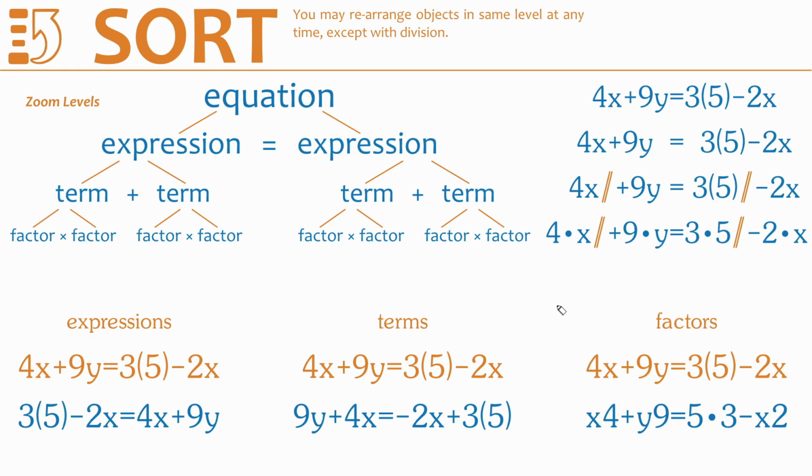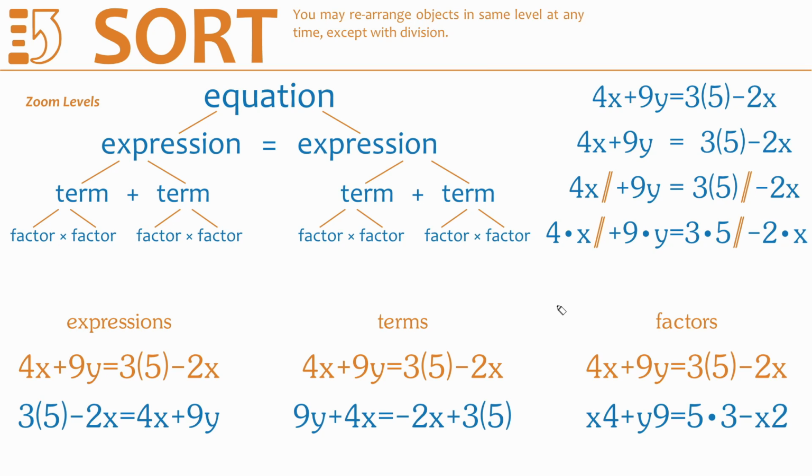the sort action. You may rearrange objects in the same level at any time, except with division. So once again, we come back to our zoom levels. We have an equation, which is an expression equals an expression. And expressions are made up of terms that add or subtract, they combine with each other, and terms are made up of factors that multiply or divide by each other.